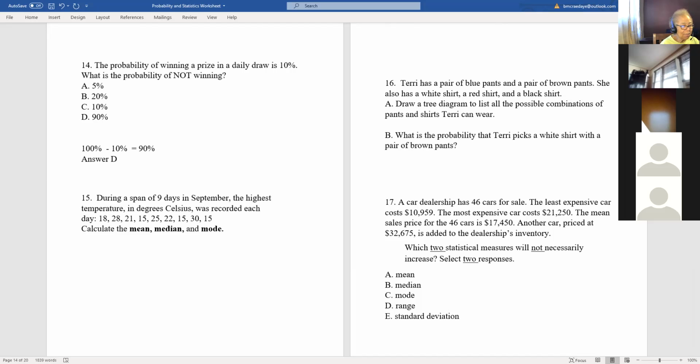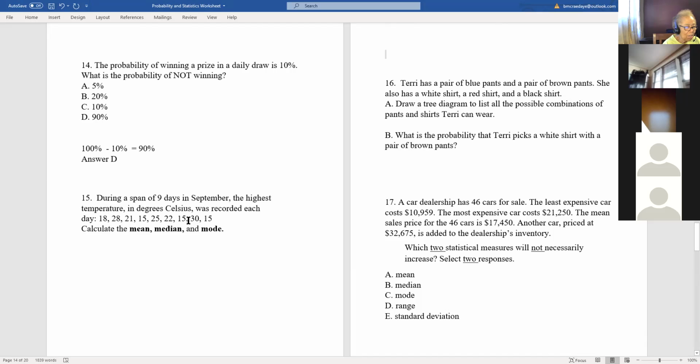Okay, get the median. You're going to put them in order, and since there are 9, there's going to be 1 in the middle. And the mode, what's the mode? What's the mode of these? The mode is 15.